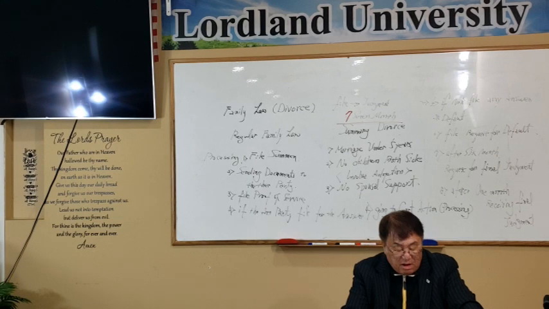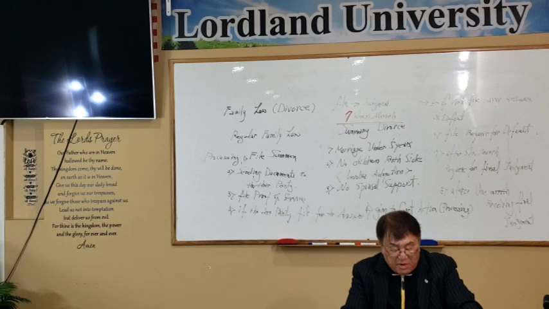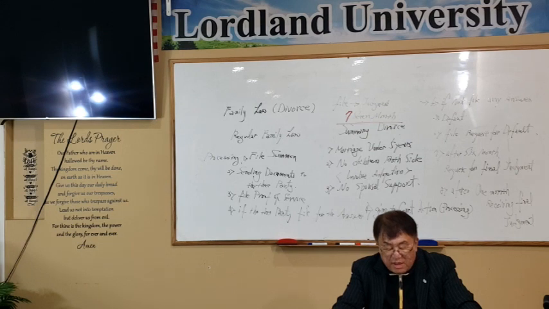B1, an earnings assignment may be issued without further notice. C, any party requested to pay support must pay interest on the overdue amount at the legal rate, which is currently 10%. Five, spousal or domestic partner support. A, spousal or domestic partner support payable to petitioner or respondent.